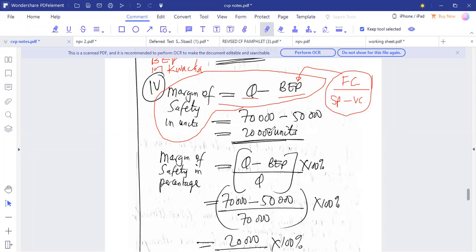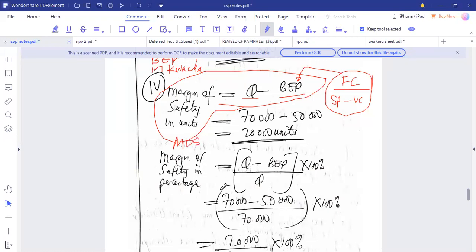So we are getting a margin of safety in units of 20,000 units. So the additional units we can produce as a firm is 20,000 units if we are to start realizing or generating profit. This is about the margin of safety. It's written as MOS. These are cardinal questions that come. So you have that one.